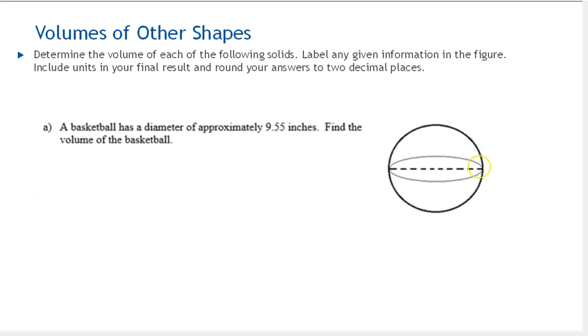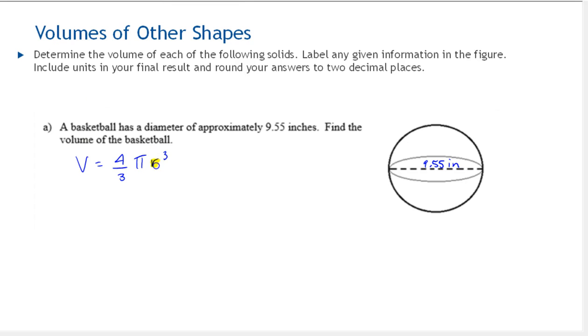So a basketball is a sphere, okay, so basically ball shape is a sphere shape. That's what we call it in mathematics. And we're told the diameter, so this dashed line is representing the diameter, is 9.55 inches. So our volume formula for a sphere is 4/3 times pi times the radius cubed.